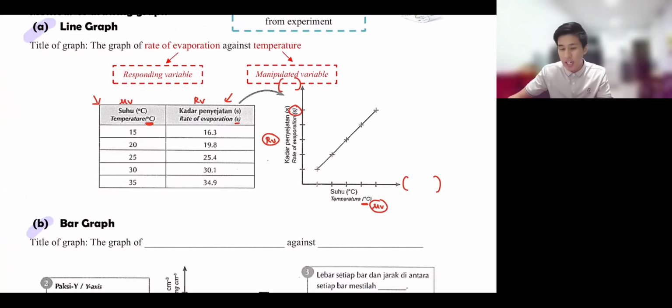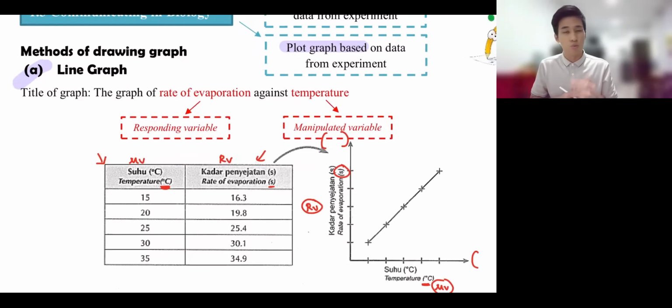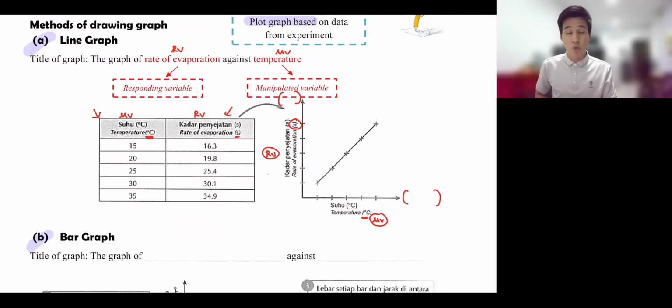Okay. Now, the title of the graph. Usually, we are not required to write the title of the graph, but from the title of the graph, we can actually confirm the RV and MV. Let's say you're not sure what the MV and RV are. When you read the title of the graph, you should know already because the format is that we always write graph of RV, responding, against MV, manipulated. So it's rate of evaporation against temperature.